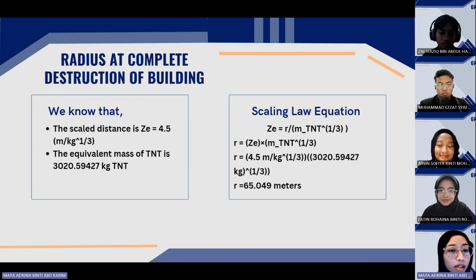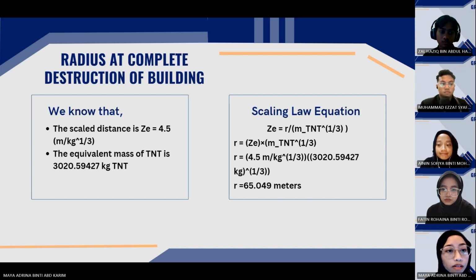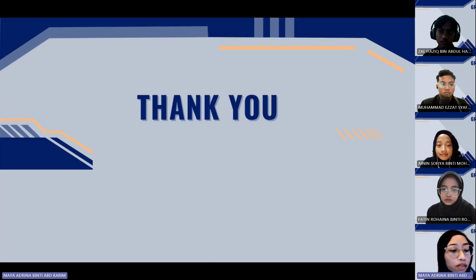Then next we can calculate the radius at the complete destruction of the building. The way to calculate it is by using the scaling law. In the scaling law, we need the value of the scale distance and also the equivalent mass of TNT. After we get the equivalent mass of TNT from the previous slide and also the scale distance, we can substitute into the scaling law equation and we get the final answer of the radius equal to 65.049 meters. So that's all from us. Thank you.